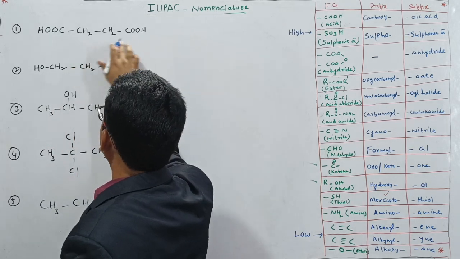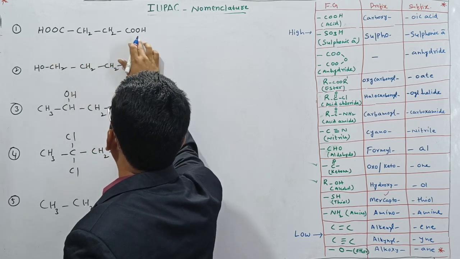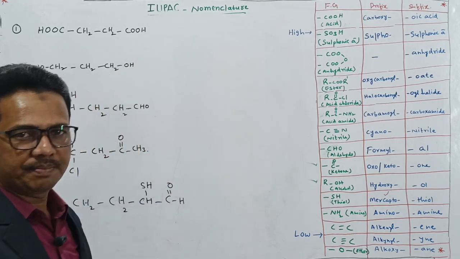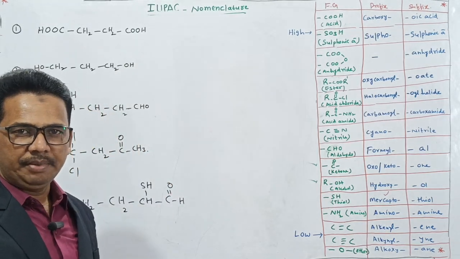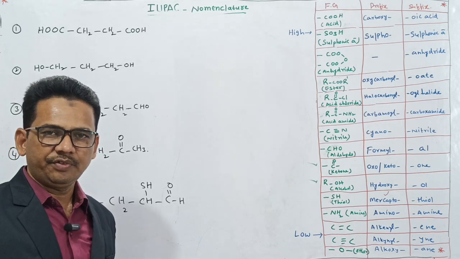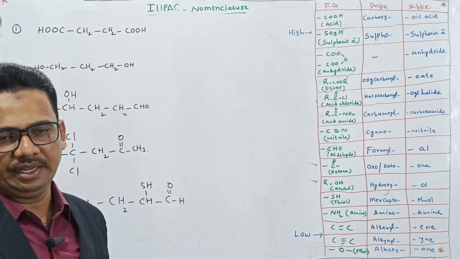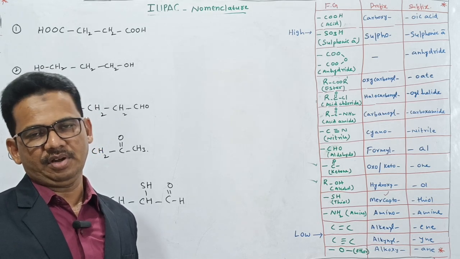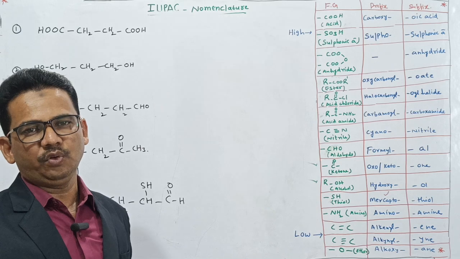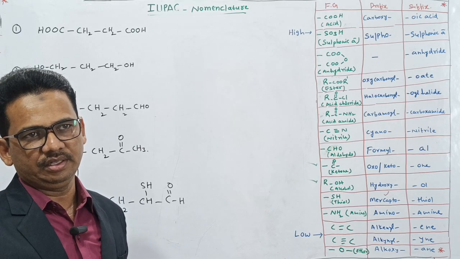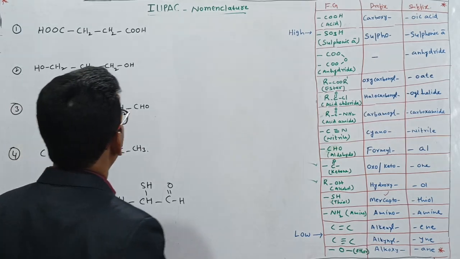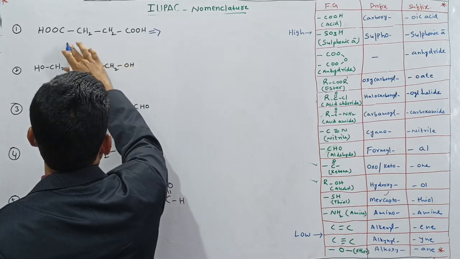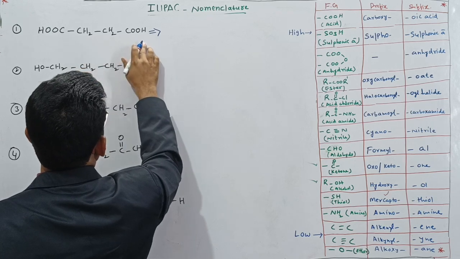In this, no substituents are there. Both the functional groups are the same. When the same type of functional groups are present, we mention a prefix like di. 2 the same means di, if 3 are the same it is tri, if 4 same groups are there it is tetra, like that. In the same way, I will write the name for this one. It is butane. 4 carbons means butane.